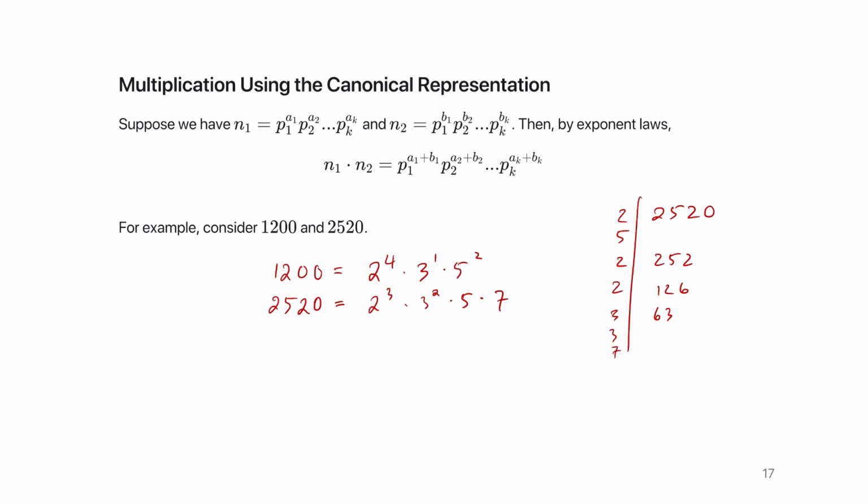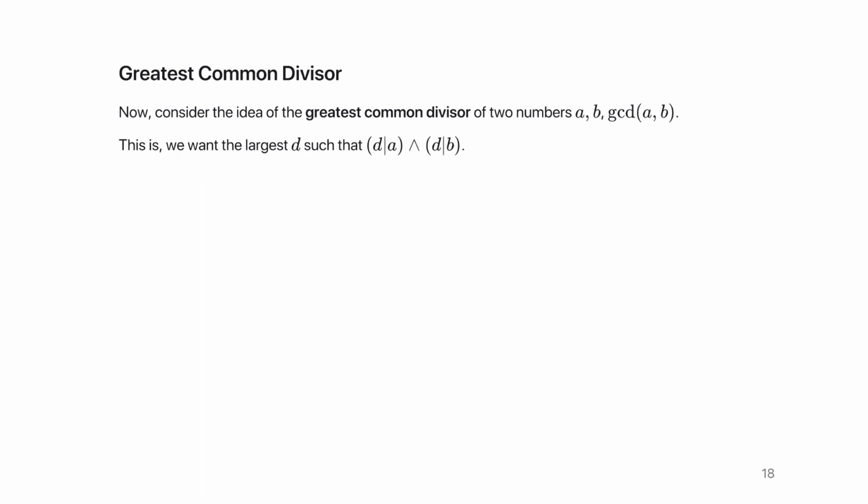Okay, and so just for things to match up, I can write 7 to the exponent 0. It really doesn't change the product because anything to the 0 is 1, but just so it fits this mold a little better. Okay, and now I can say the product 1200 times 2520 is equal to 2 to the 7 times 3 to the 3 times 5 cubed times 7 to the 1. Okay, and that's just a direct application of my exponent laws. Any questions with that? Okay, and so now we'll transition into the idea of greatest common divisor.